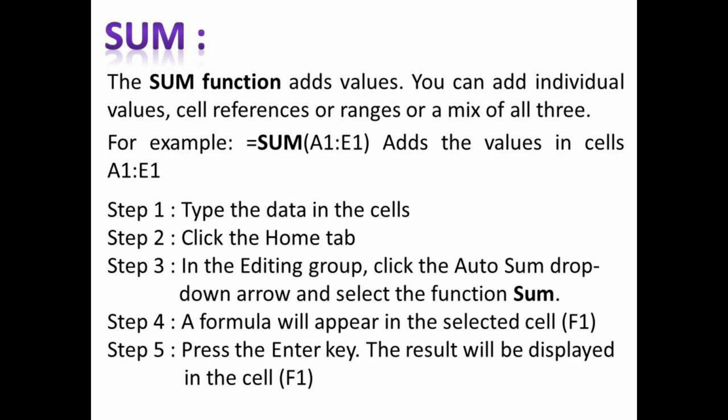Let me explain how to use the function sum here. Step 1 is enter the data in the cells. Here in this example, enter the data in the cells A1 to E1. Next step, click on the home tab. And third step is select the drop down button which is present beside the auto sum function, and from that drop down menu select the function sum. All these options are present in editing group. This editing group is present in home tab.